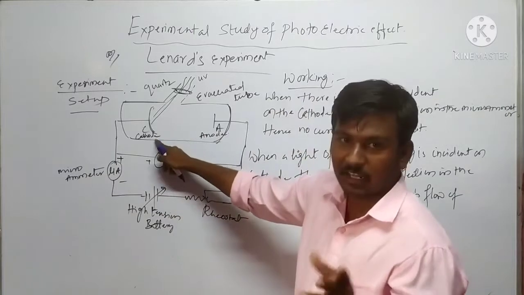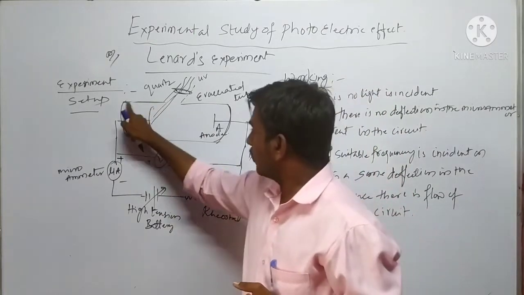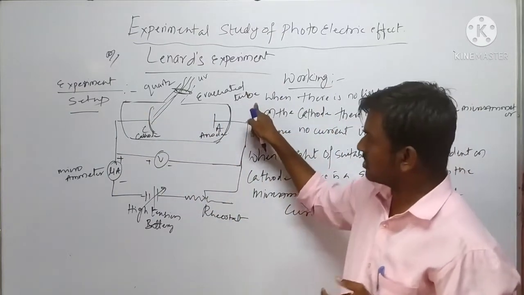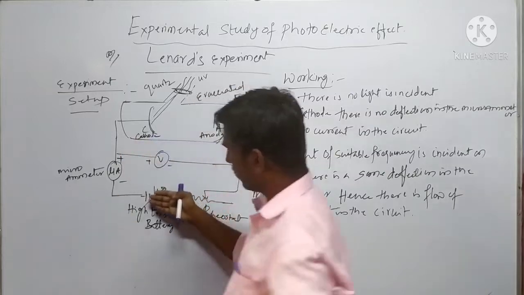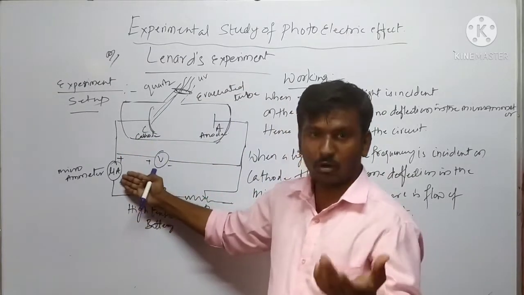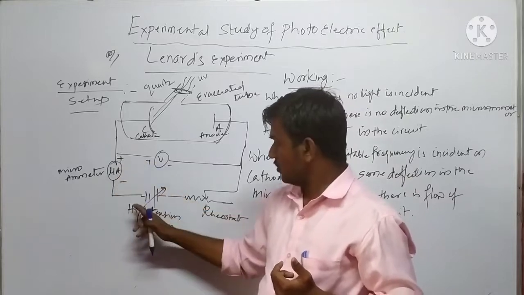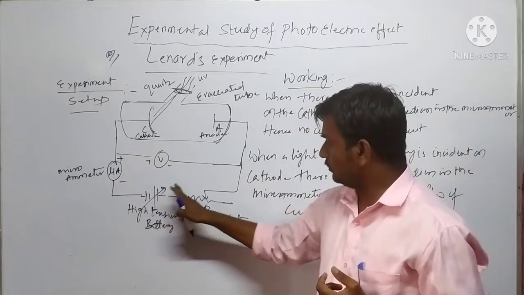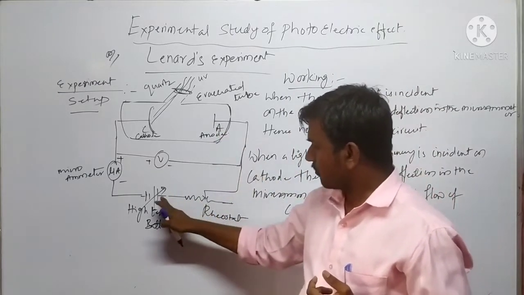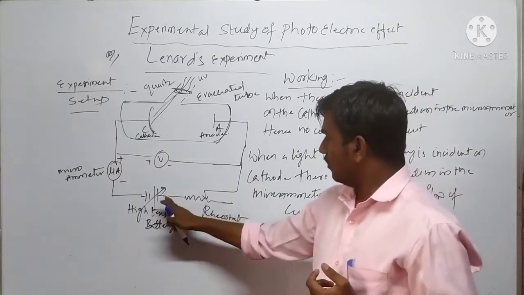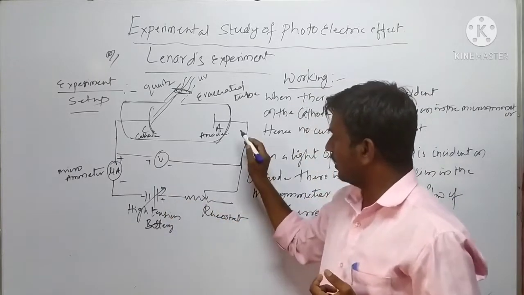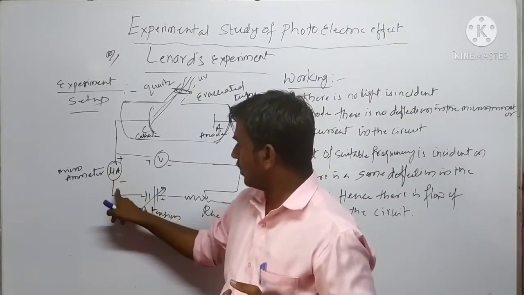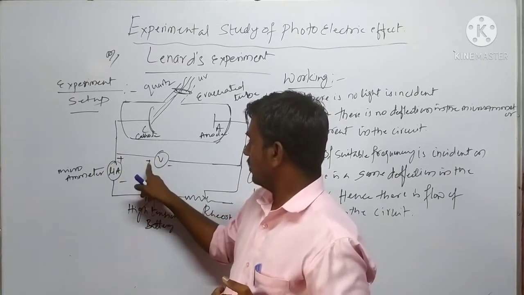In front is the cathode. Cathode and anode are both enclosed in an evacuated tube. The anode is connected to the positive terminal of the battery, and it is also connected to a microammeter. There is also a high tension battery. The anode is connected to this positive terminal, and this is connected to negative. Next, positive is again connected to this voltmeter.